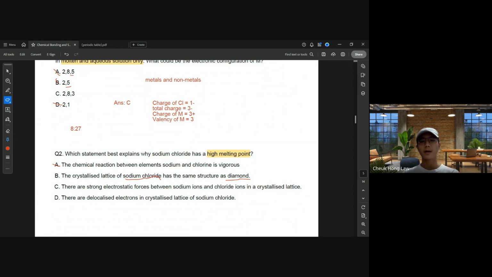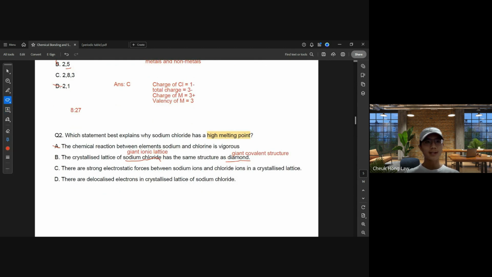Sodium chloride has a giant ionic lattice structure. Okay, this one is giant ionic lattice. This one is giant covalent structure. Okay, 2 different structures. So it doesn't answer the question as well. So it's out. There are strong electrostatic forces between sodium ions and chloride ions in a crystallized lattice.